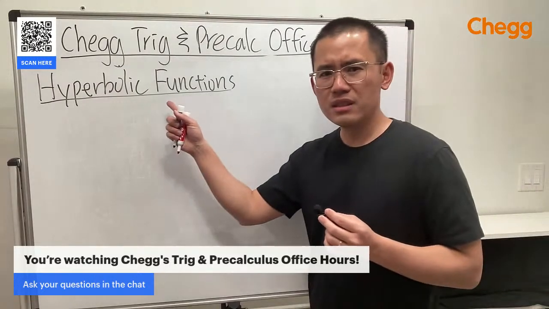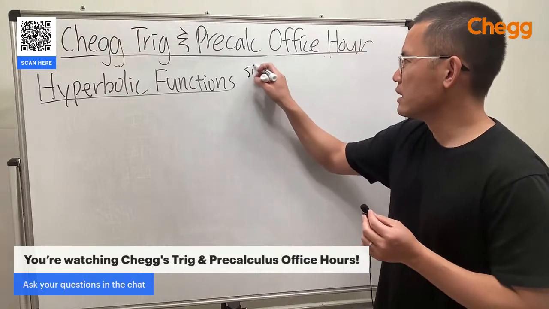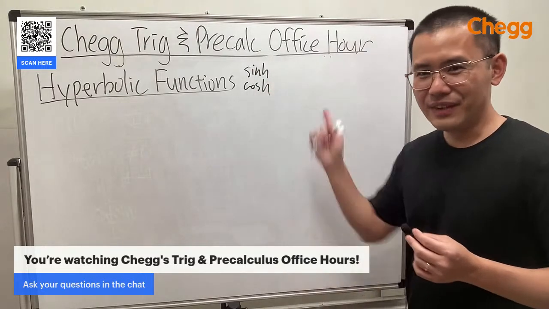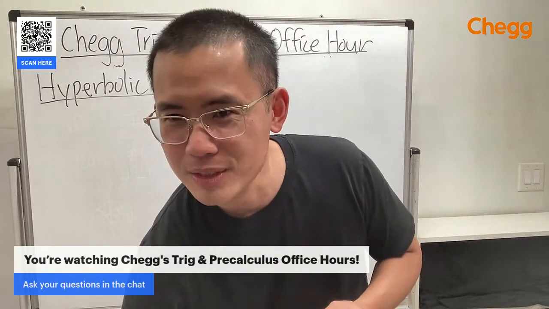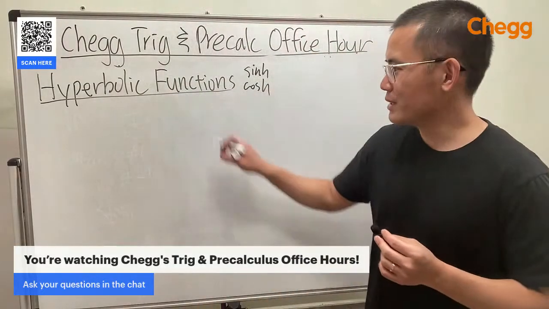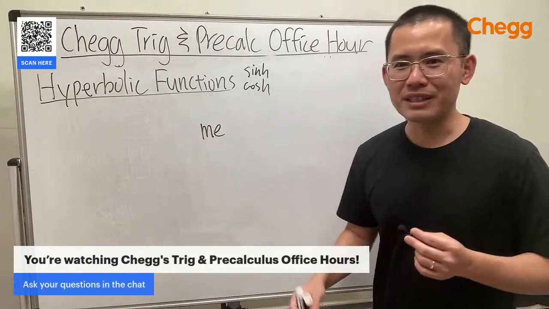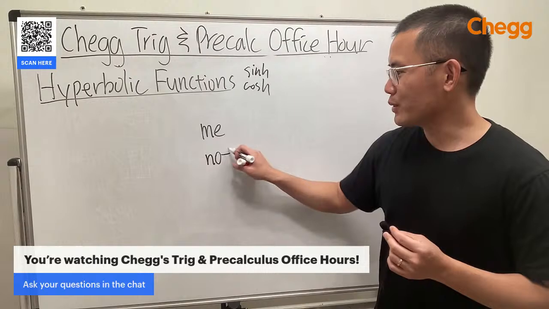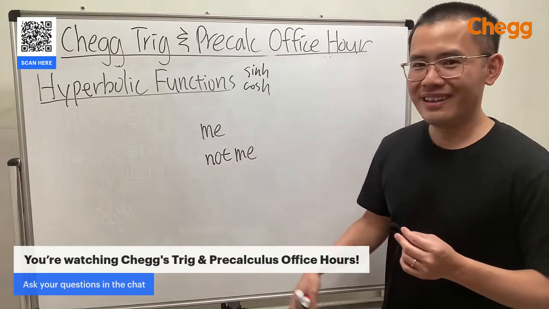Who has seen these functions, like the sin, cos, the one with h? If you have seen it, leave a comment. Let me know. Just put "it's me" in the chat, so I know you guys have seen it. But if not, you can also type in "not me."